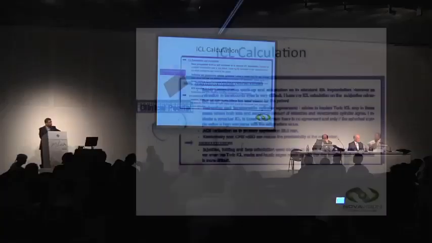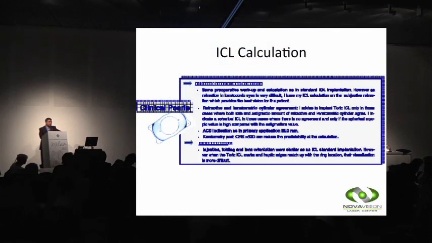Which are the clinical pearls when we calculate the IOL for these difficult patients? Well, we suggest to use the same workup parameters and calculation as in the standard ICL implantation. However, where refraction in keratoconus eyes is difficult, we suggest to calculate with the subjective refraction, which provides the best vision for the patients.